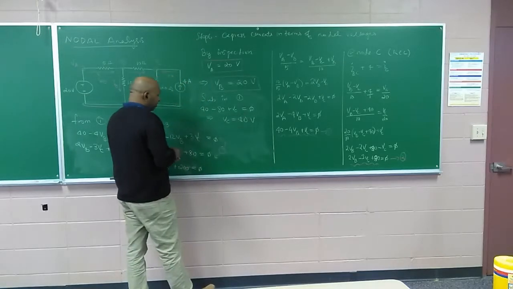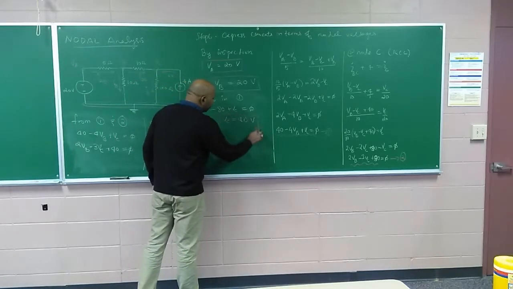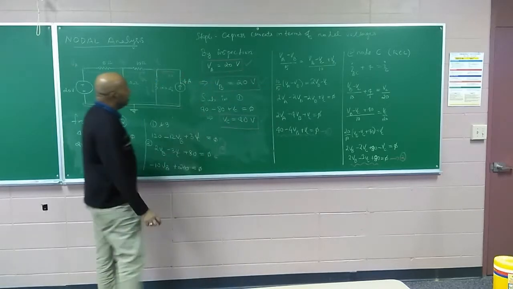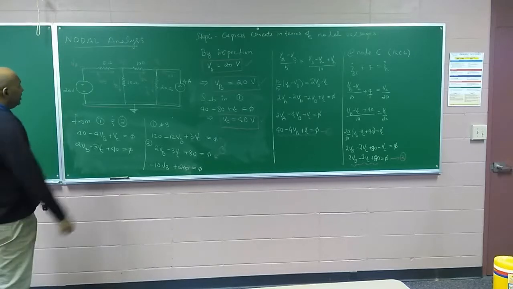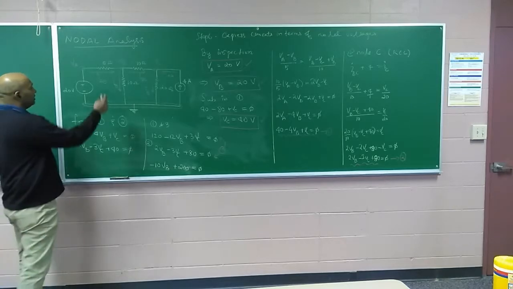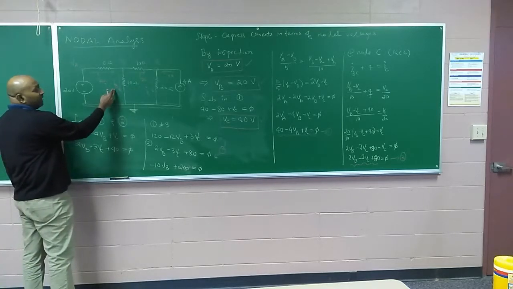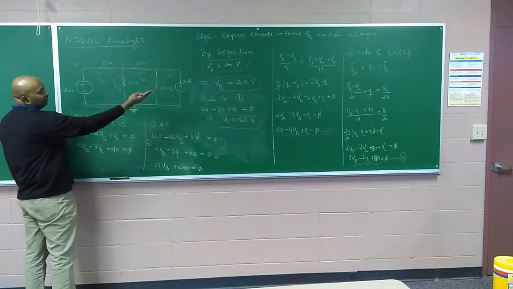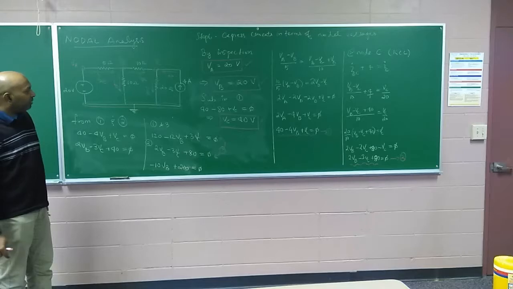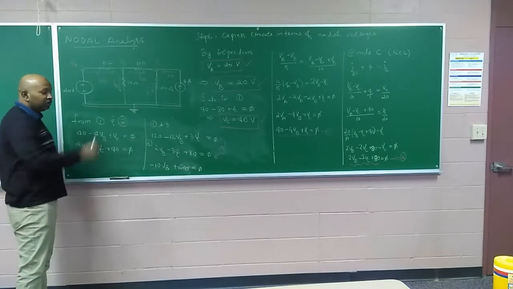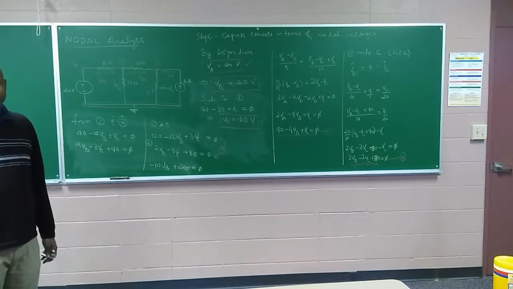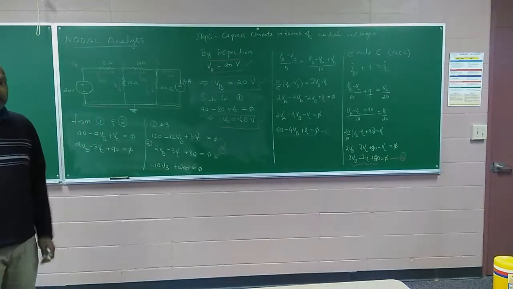So therefore, we have solved for all the 3 unknown voltages, VA, VB, and VC here. And once we know VA, VB, and VC, finding individual currents is just, for example, IB would be nothing but VB, which is 20, minus 0 divided by 10, which would be 2 amps. So therefore, by doing so, we have essentially solved for the unknown nodal voltages, and by using that, we can essentially get all the currents in the circuit.